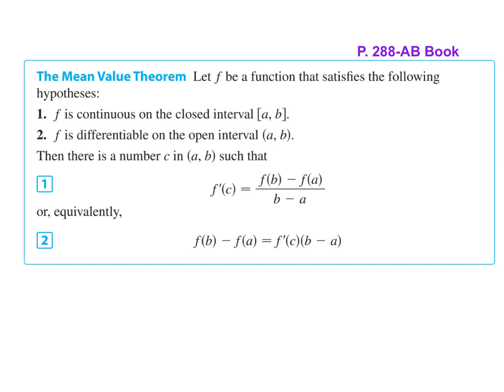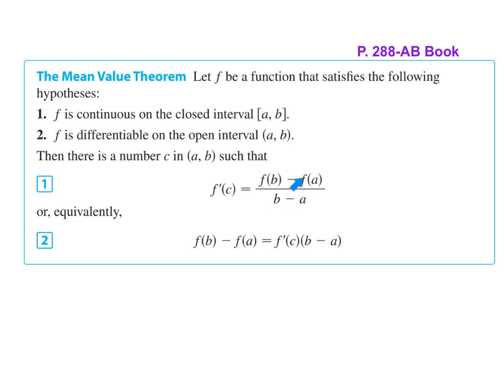We have these conditions that must be met first, right? F is continuous on a closed interval. So whatever window we're looking at, it's continuous on that. It is differentiable on the open interval, same values. Then there's a number C inside, in between A and B somewhere, such that a couple things happen. One, the derivative at C equals this. Well, what is this formula?